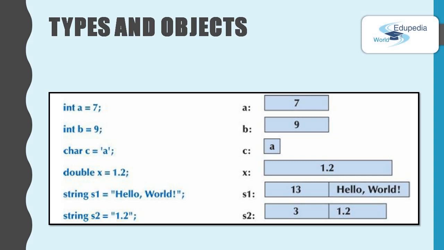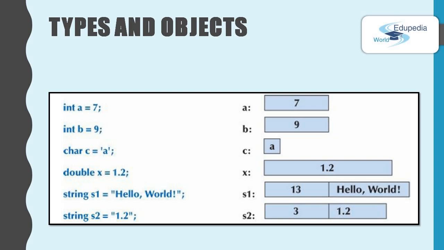a given type. For example, an int box can hold integers, a string box can hold character string values, and something like what you see here. Here we have int a = 7, int b = 9, those are numbers. char c = 'a', here we have a single character and we need to put single quotations around the value. double x = 1.2, that's a decimal value. string s1 = "hello world!", there we need to put double quotations around the value.